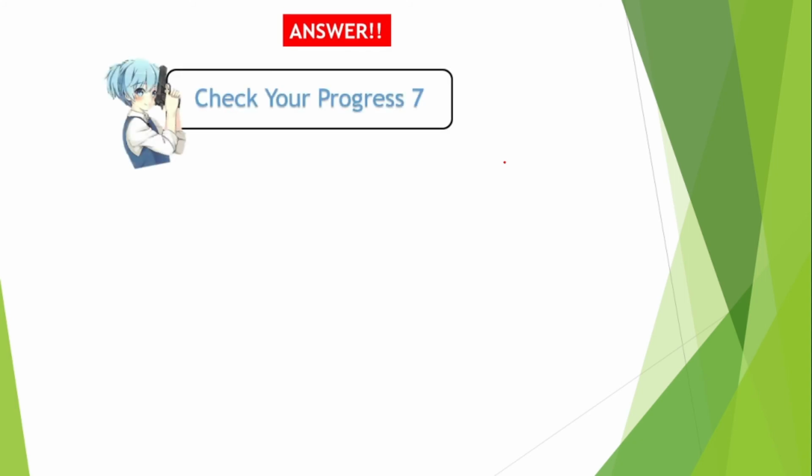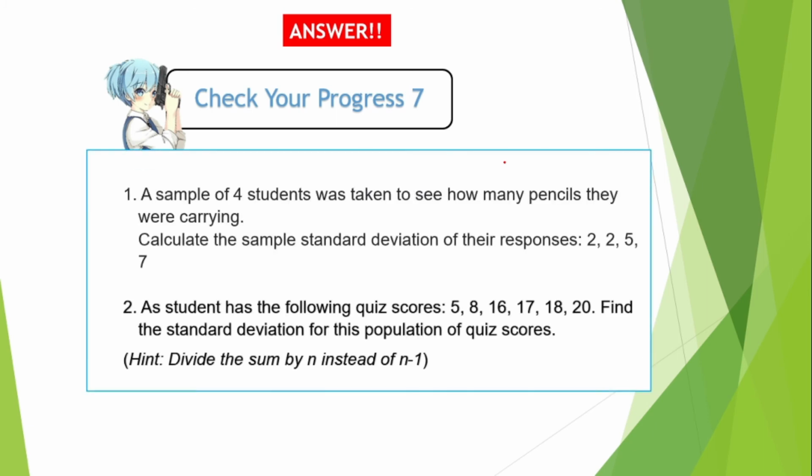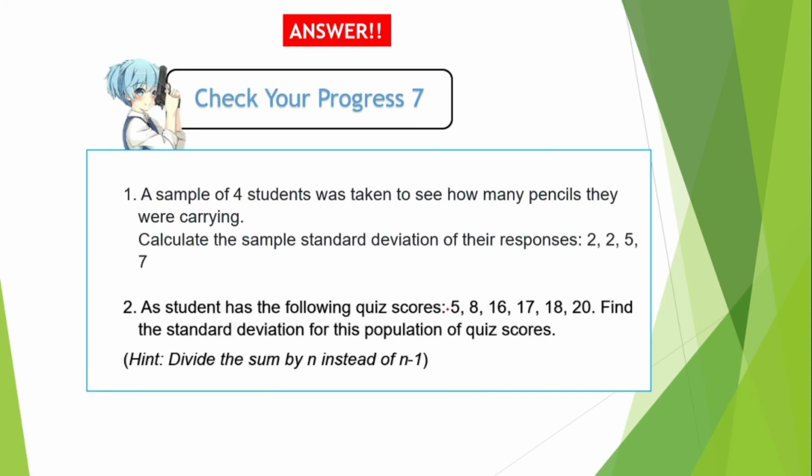So answer your check your progress 7. Okay. By the way, in number 2 here, divide the sum by n instead of n minus 1 because it stated there that it is the population. So, that is our hint.